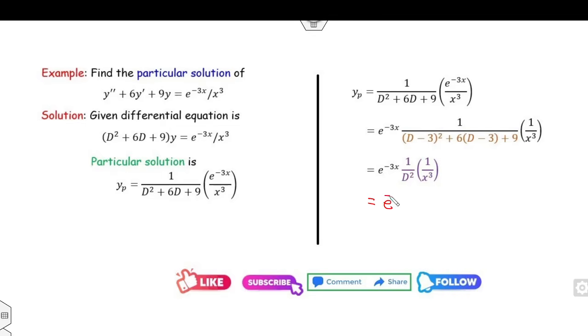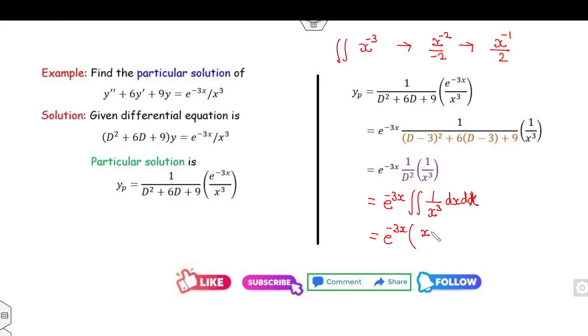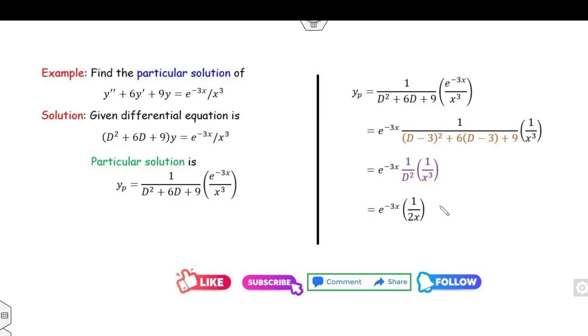So what is the meaning of the D square? That is my double integration of 1 over x cube. Fine. So what is the first integration? Your target is to find the double integration. The first integration is x raised to power minus 2 over minus 2. Then the second integration is x raised to power minus 1 over plus 2. So that is the answer of this part. So it's x raised to power minus 1 over 2. I can write x raised to power minus 1 as 1 over x, so 1 over 2x is the right answer.